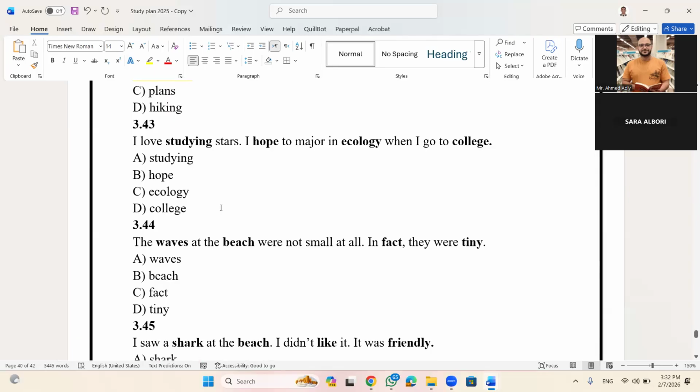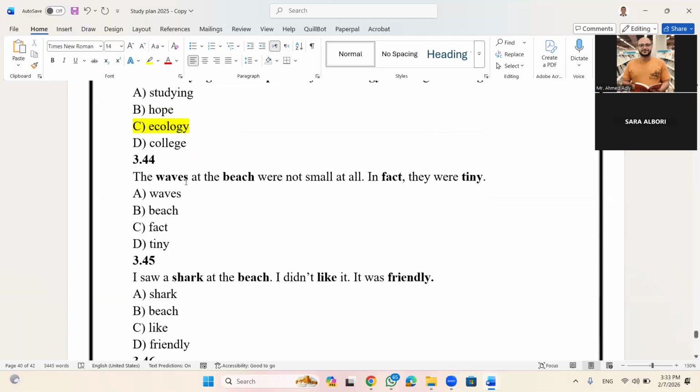I love studying stars, so I hope to major in ecology when I go to college. So this is a narrative. I'm going to make this a story in my mind. This is about somebody who is obsessed with the stars, and he wants to go to college, and in college he wants to study ecology. Nope. Ecology is about studying the environment, but he wants to go to college to study the stars. So here he needs astronomy, not ecology. So ecology is wrong. Make your narrative, make your story, explain the sentence, then you will find the wrong word blocks your narrative.